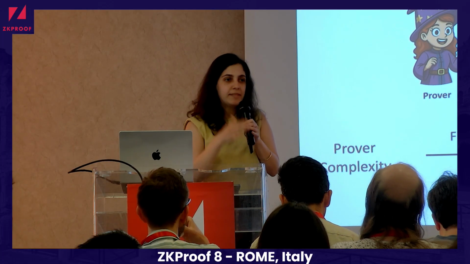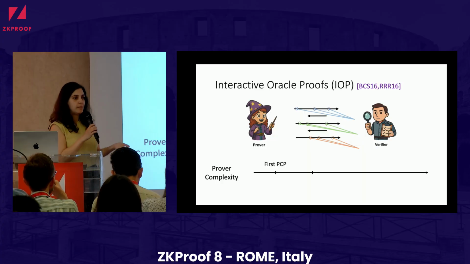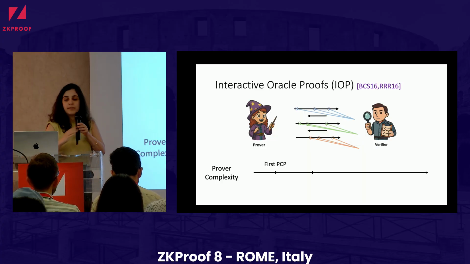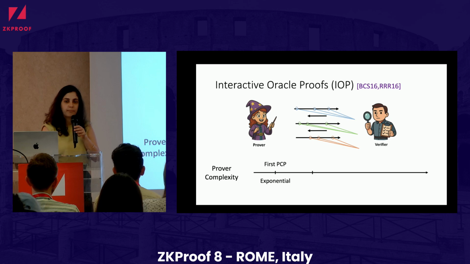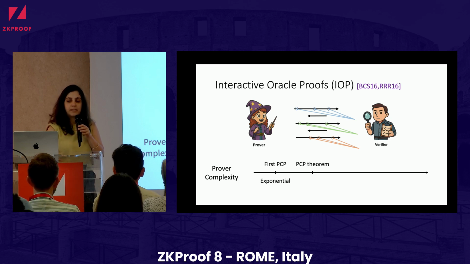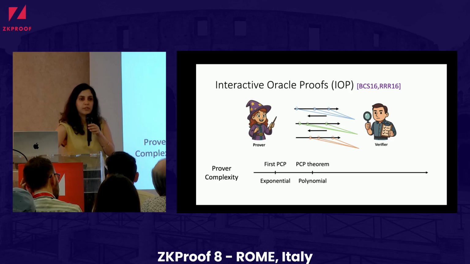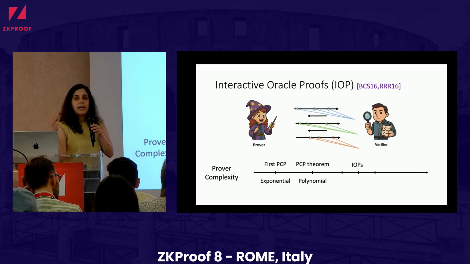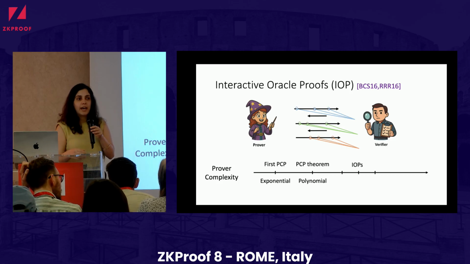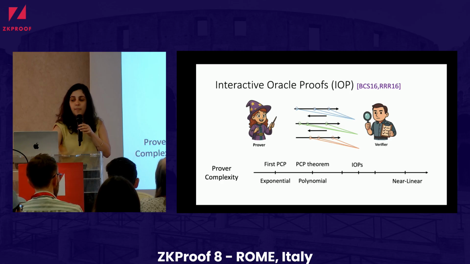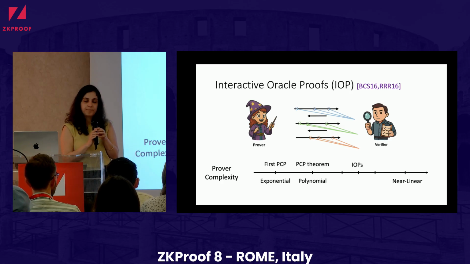So the first IOP, or the first PCP, had a prover that ran in exponential time. Then, with some advancements in PCPs, specifically the PCP theorem, the provers started running in polynomial time. Then we had a lot of advancement specifically in IOPs, leading up to provers running in nearly linear time.